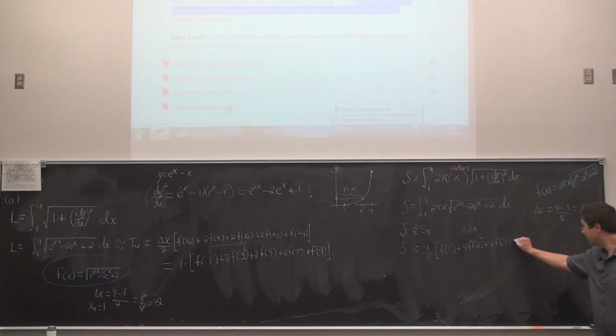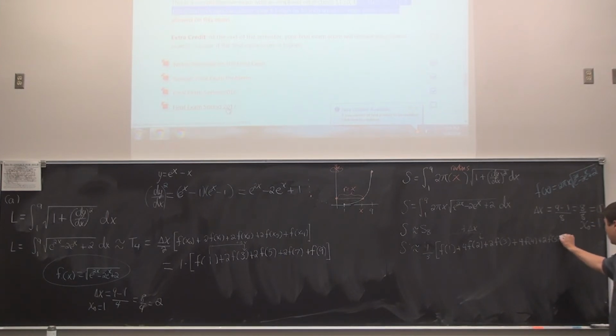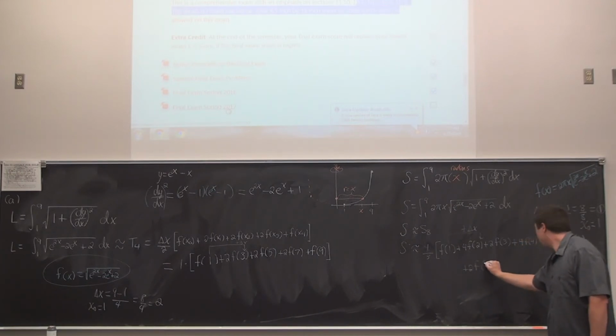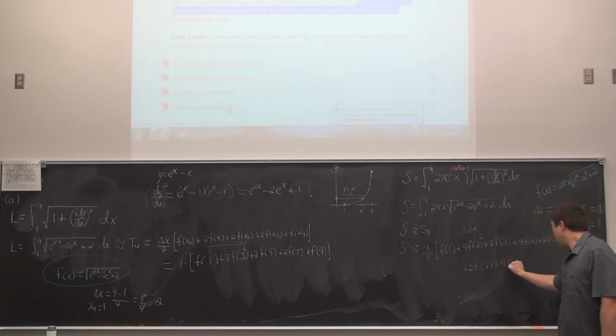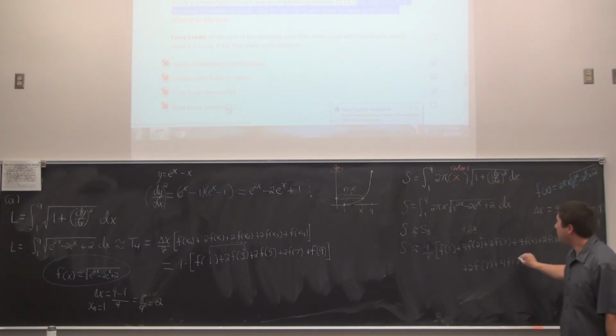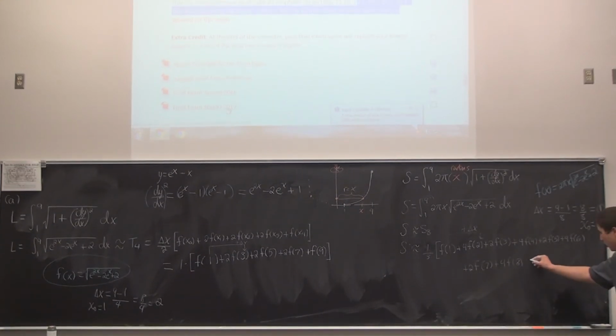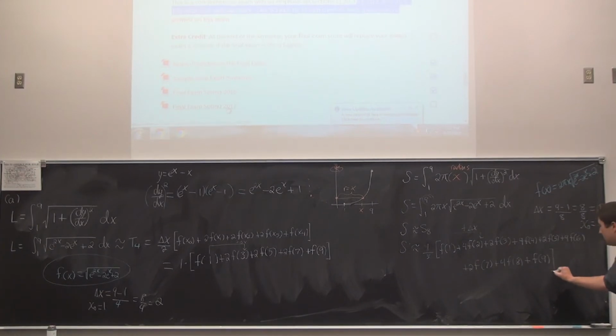So that probably saves time in the end. So this is plus 4, f at 4, plus 2, f at 5, plus 4, f at 6, new line, plus 2, f at 7, plus 4, f at 8, and keep an eye on the target always. We're only going up to f at 9. And when we go to the endpoint, we drop the coefficient. So this will be f at 9.